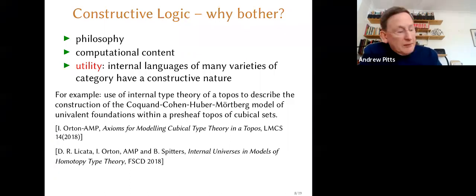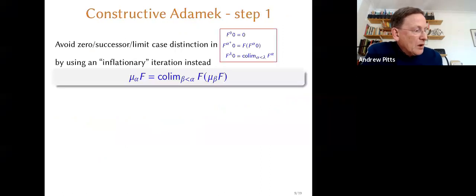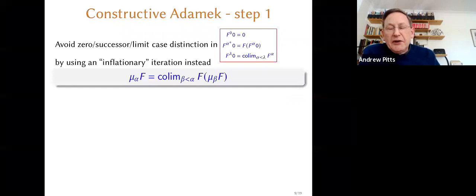So there is, at least in my head, a desire to know the answer to this question. Is there a version of the theorem of Adamek that I just described to you, the one in classical logic, that works at the level of any topos with natural number object and universes? And that's the question I'd like to address in the rest of this talk, and give you at least one answer to that question. Okay, so I'm going to do this in two steps.